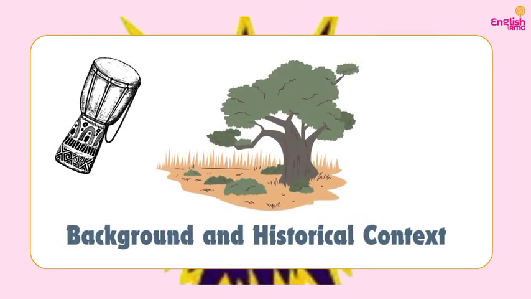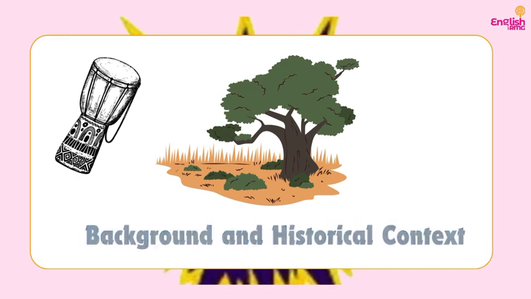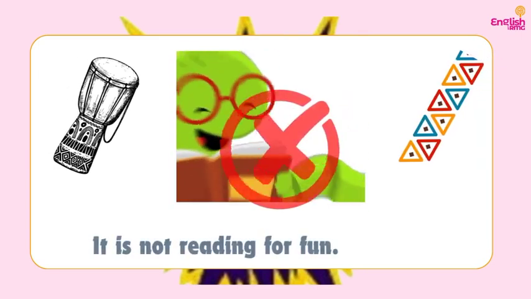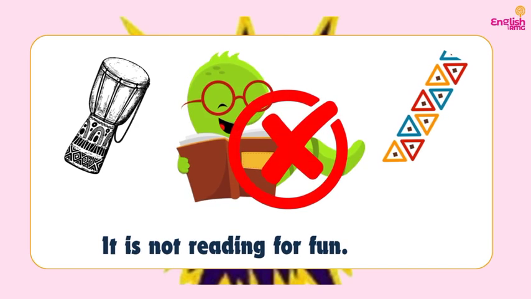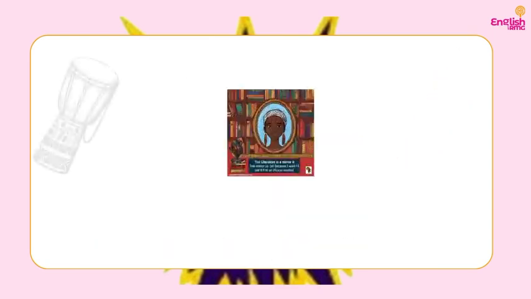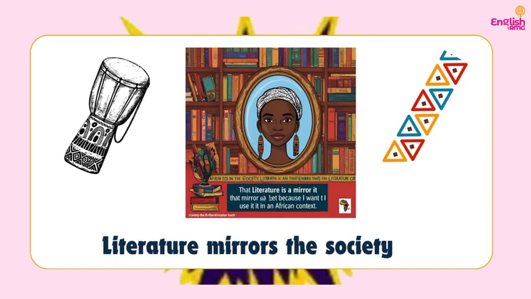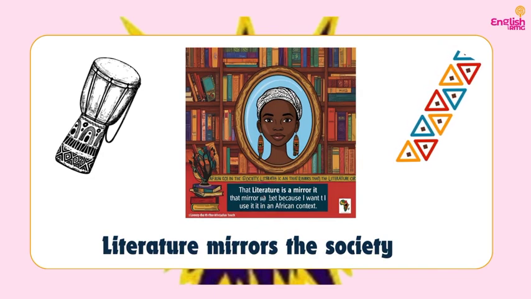First, let's discuss the background and historical context of the play. It is crucial to always understand the background and historical context of any literary text that you might want to study. This is because all of your literary texts, especially the recommended text, are not texts that you read for fun. Rather, these literary texts are usually recommended to you so that you can be exposed to some issues or some period of time in the society. Just as we all know that literature mirrors the society. So it is not reading for fun.